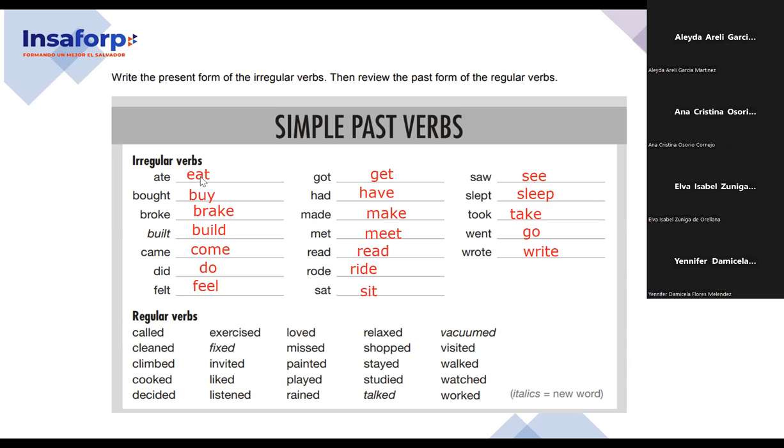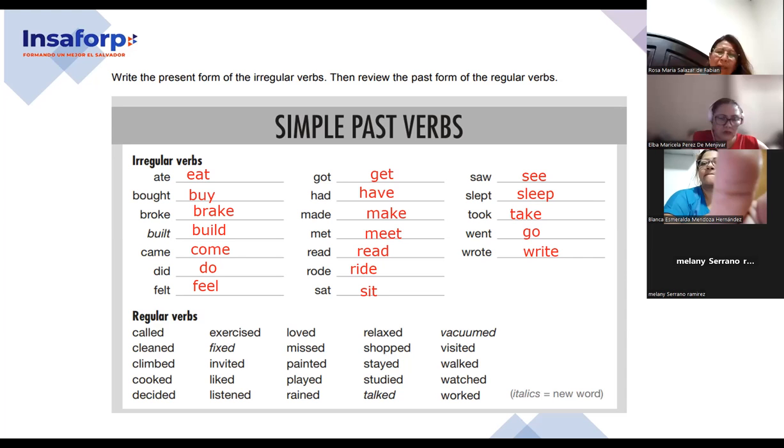Isabel, please read the verbs. Present and past. Ate, eat. Bought, buy. Broke, break. Build, deal. Came, come. Did, do. Felt, feel. Got, get. Have. Made. Met, meet. Read. Wrote, write. Thought, think. Saw, see. Slept, sleep. Took, think. Went, go. Wrote, write.